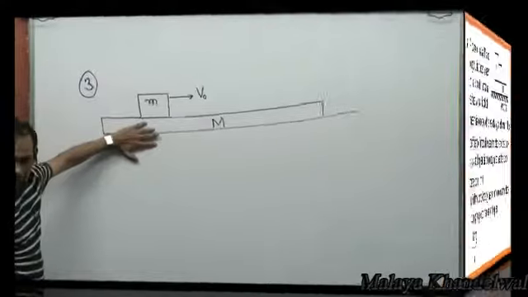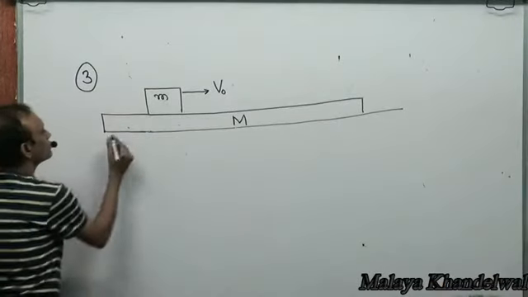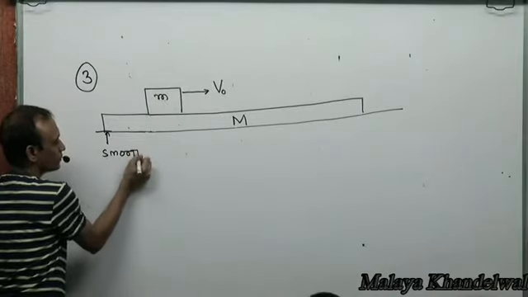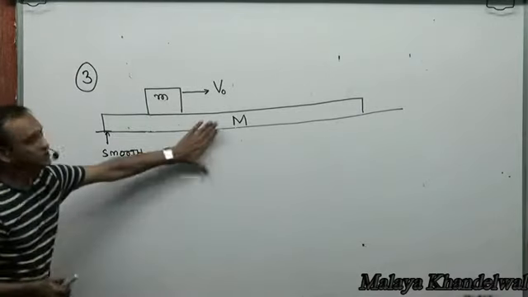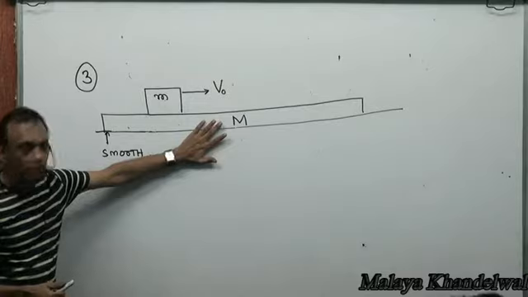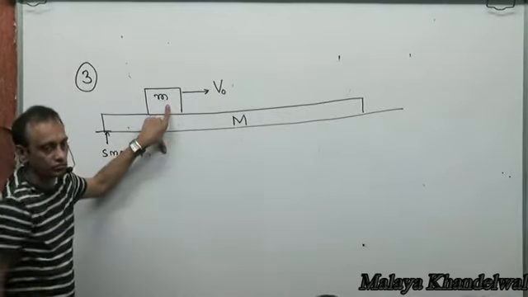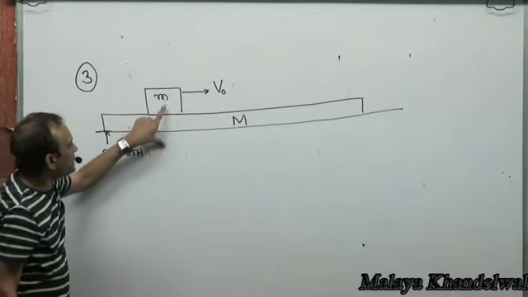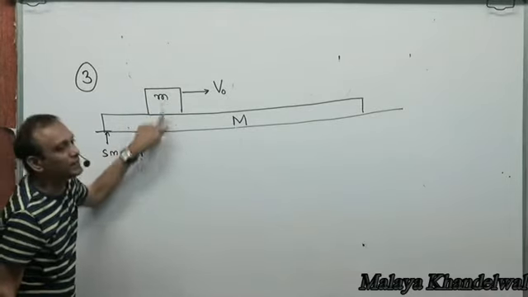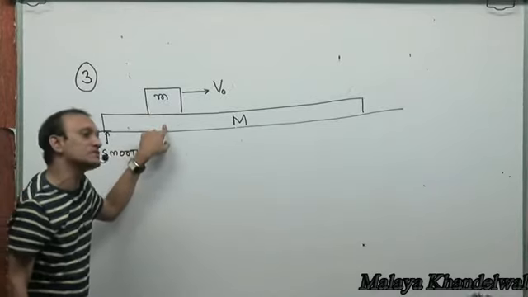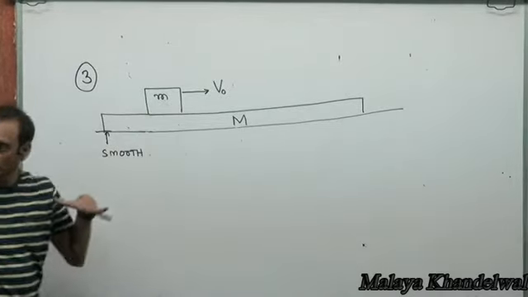There is a long plank resting on a smooth surface. Initially the plank is at rest, and this mass m is given a velocity v0 to the right, and the interface between small m and capital M is rough, and the coefficient of friction between small m and capital M is given to be mu, right?